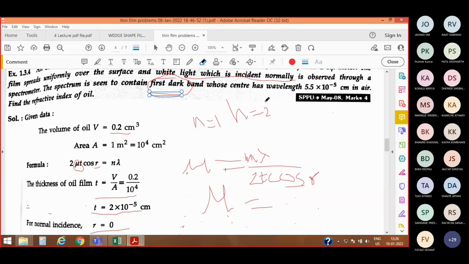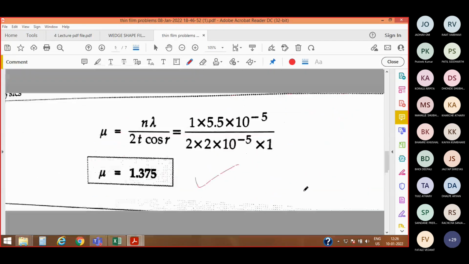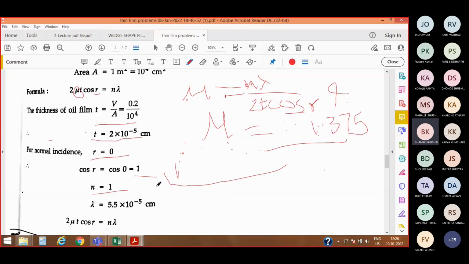1.375, that is the refractive index. Does anyone else get this answer? Yes sir, I got it. Okay, so the final answer is 1.375.